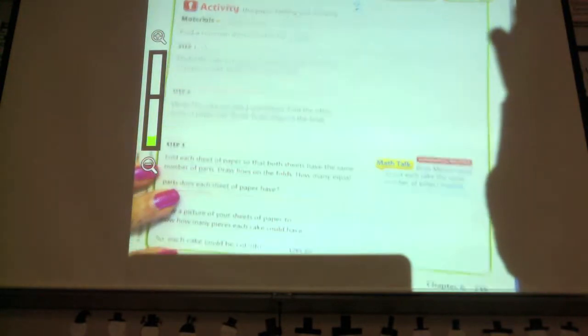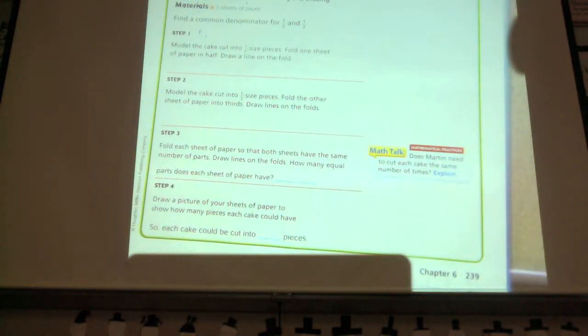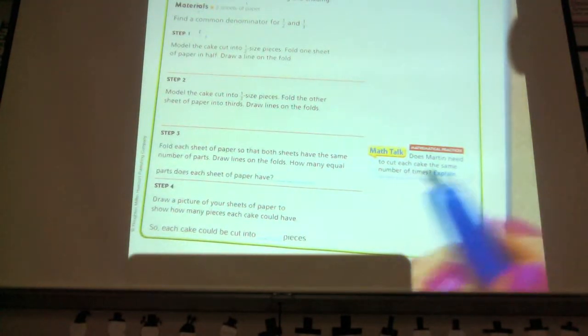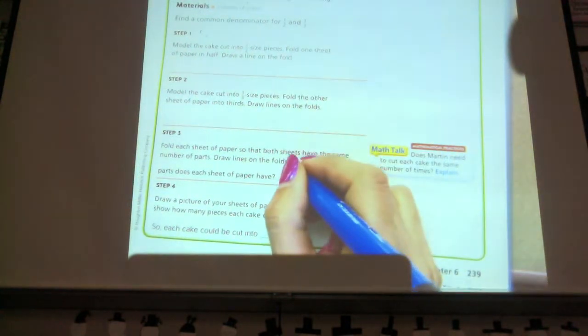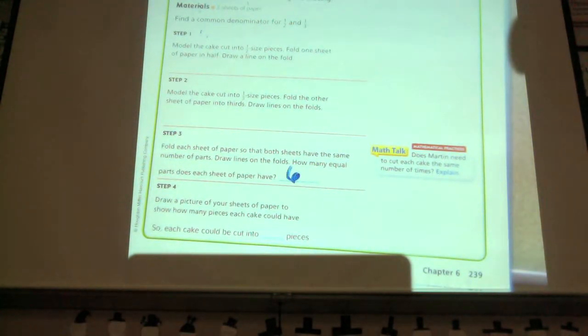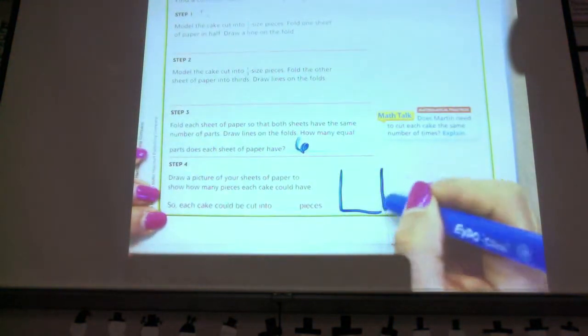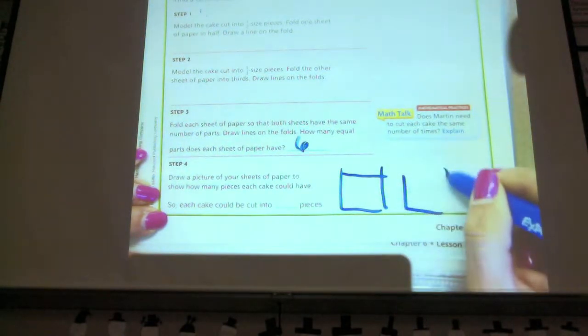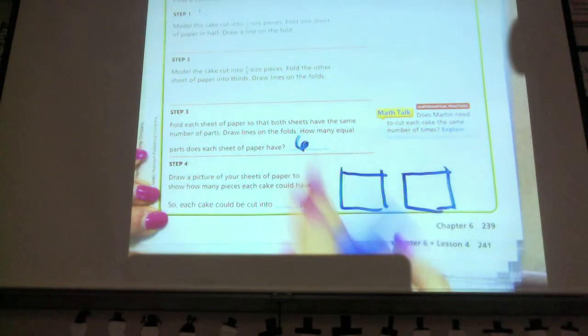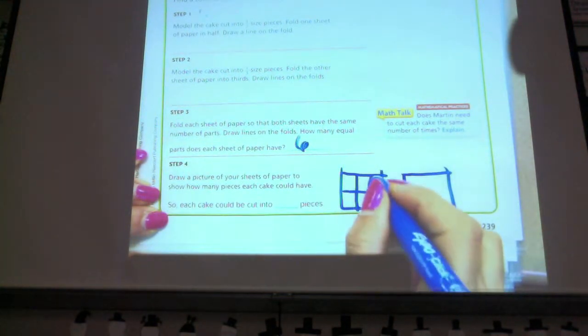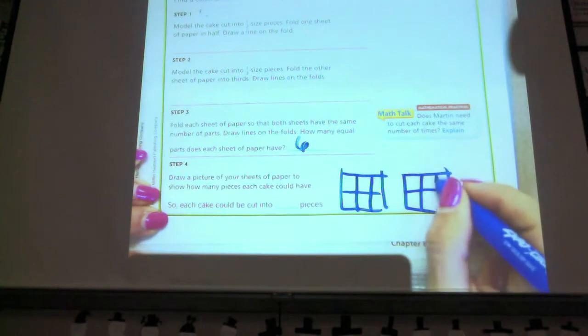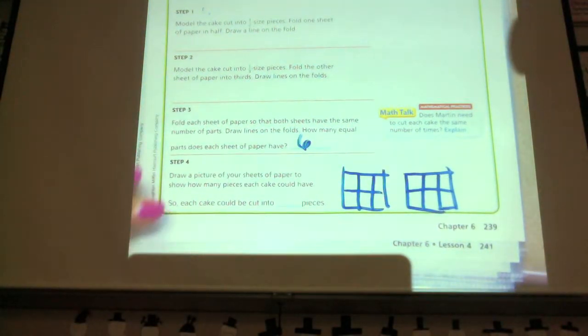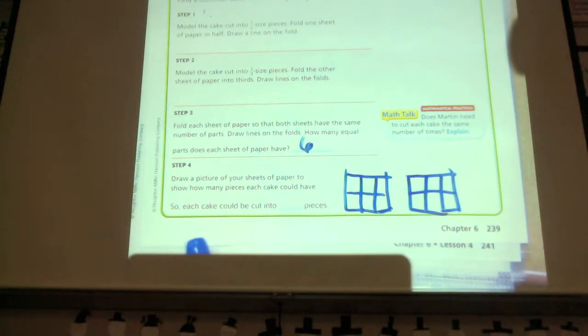Okay, so we're going to answer this right here where it says, how many equal parts does each sheet of paper have? So how many equal parts did we have? 6 equal parts. Draw a picture of your sheets of paper to show how many pieces each paper could have. So go ahead and draw your 2 sheets of paper like this and show how you split that up into 6. The next question says, each cake could be cut into how many pieces? We've already answered that.